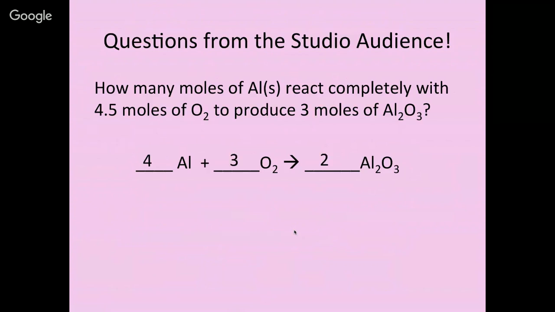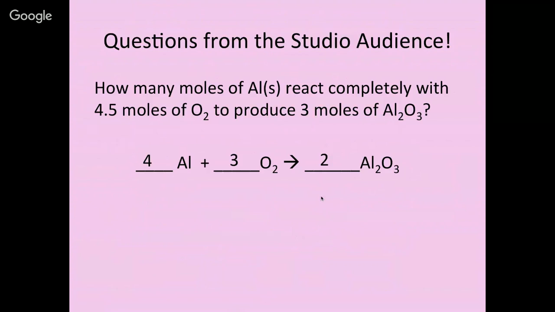Okay, so the balanced equation is going to look like this. So you do want to make sure that you balance it correctly first, because if you don't do that part of the question right, then the next part is going to be difficult. So now it says, how many moles of Al react completely with 4.5 moles of O2 to produce 3 moles of Al2O3? So we're trying to figure out how many moles of this are going to react to produce 3 moles of this one.